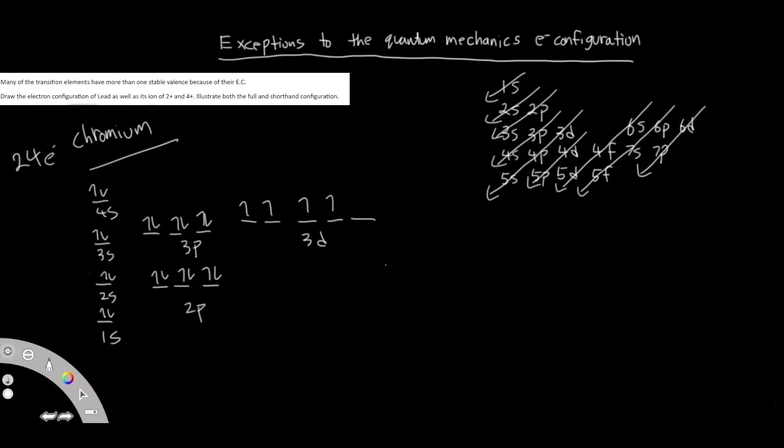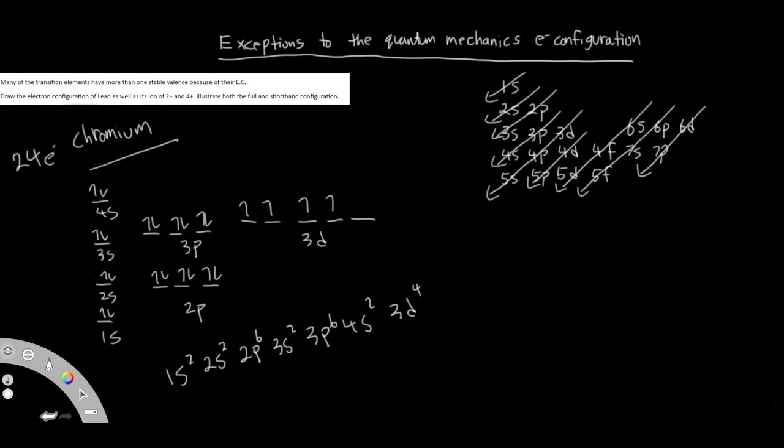So we have electrons almost half filling the 3d subshell. Now, this is where it gets a little bit tricky. If we were to write this out, as we normally do, it would be 1s2, 2s2, 2p6. It would be 3s2, 3p6, 4s2, and 3d4.